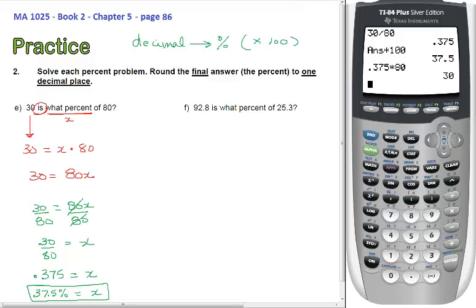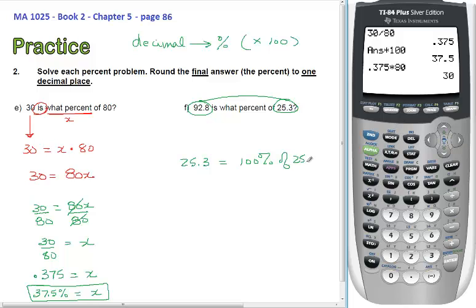Okay, let's look at the next one. 92.8 is what percent of 25.3? Now, this number is larger than the one you're asked for over here. Because if I was doing 25.3, that would be 100% of 25.3. They are the same number. 100% is the same number.